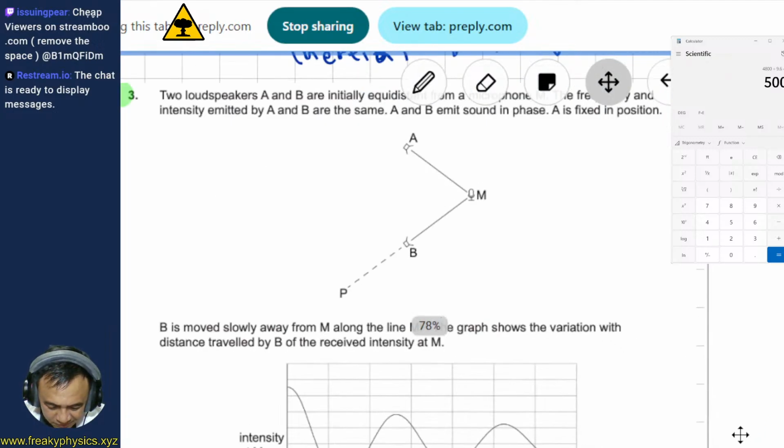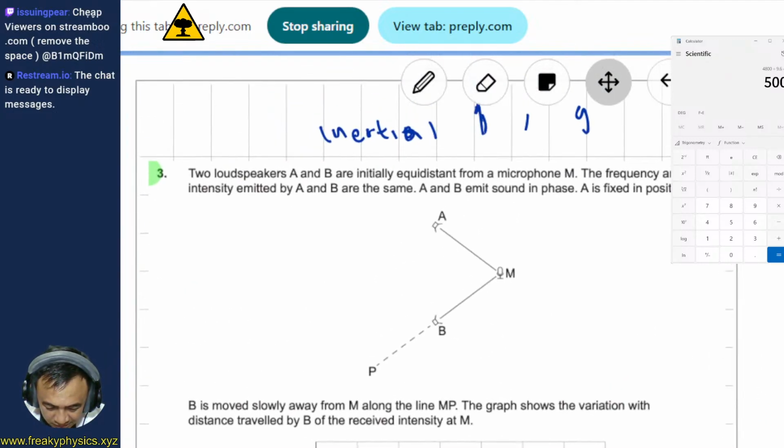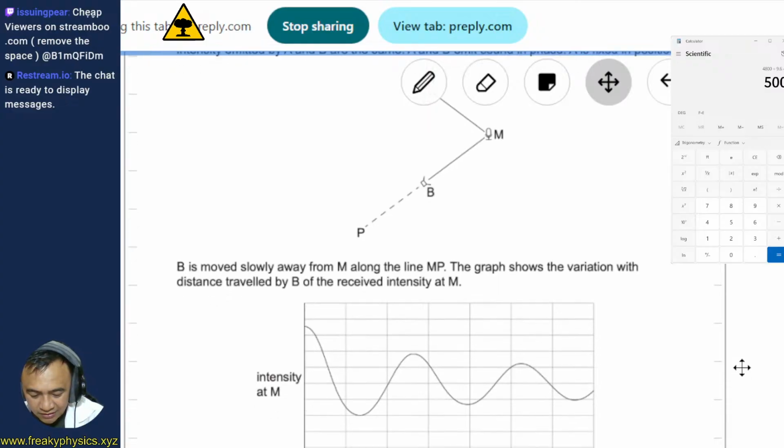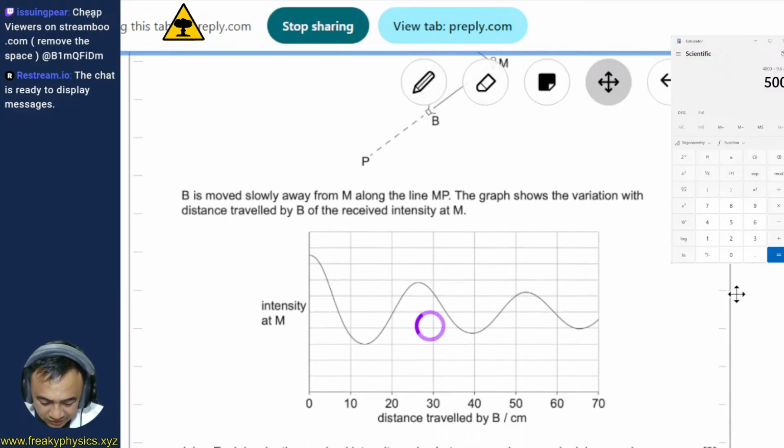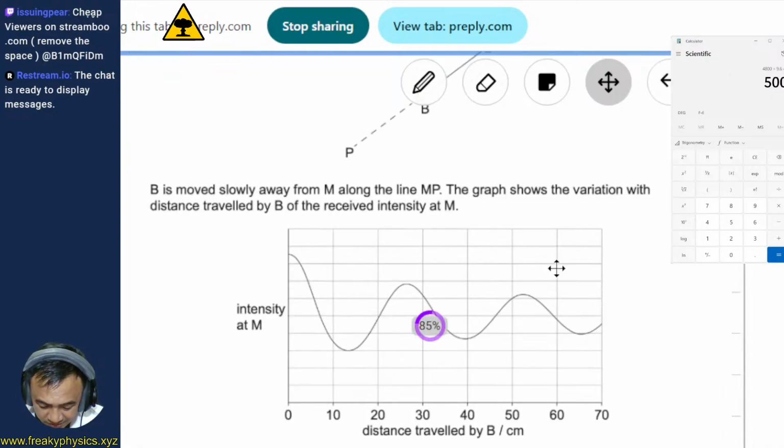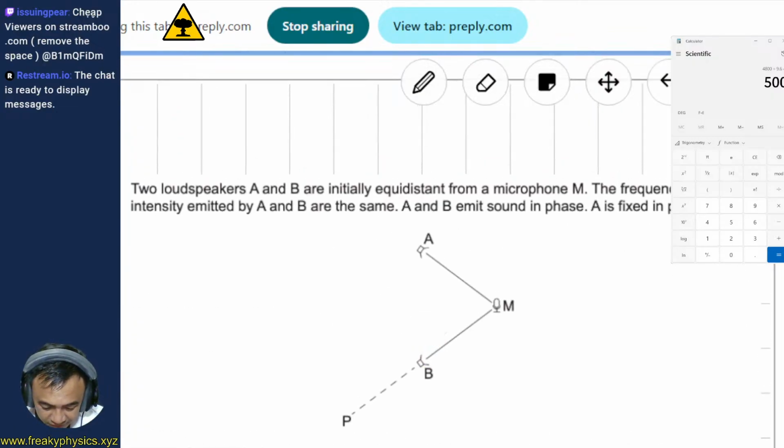So you have two loudspeakers, A and B. They're equidistant from the same microphone M, or initially equidistant. And then what's going to happen? The frequency and intensity emitted by A and B are the same. So same tone, same loudness, right? A and B emit sound in phase.